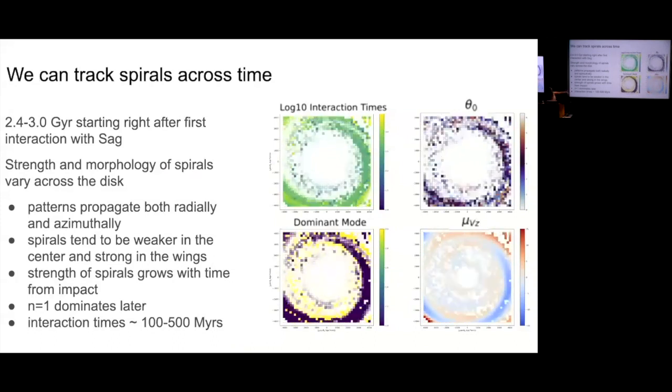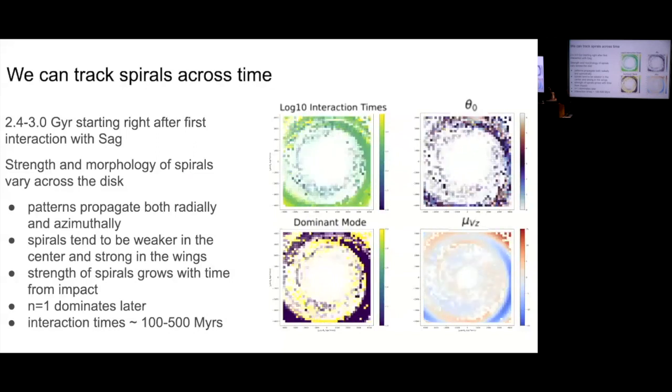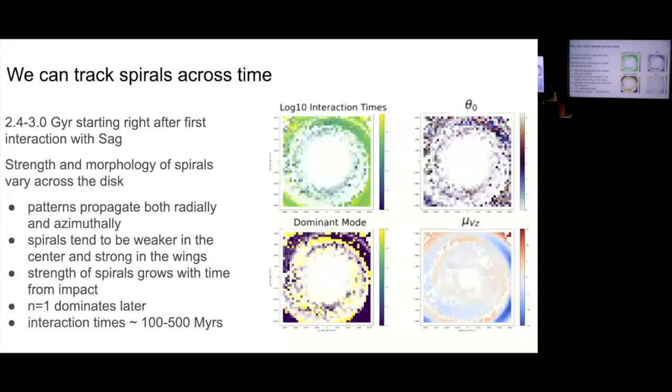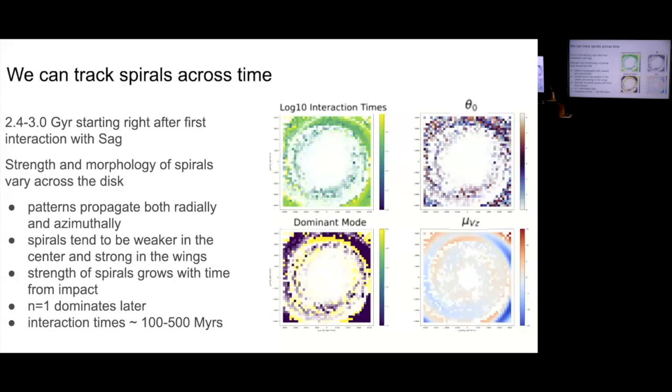That's just set by the alpha value of the different pixels. The strength of the spirals tends to grow over time, and you also see the strong domination of these n=1 modes. For the interaction times, that's the top left, that's log 10 of the interaction times. We get interaction times of about 100 to 500 million years, in line with what Uddipan predicted from his analytic model.